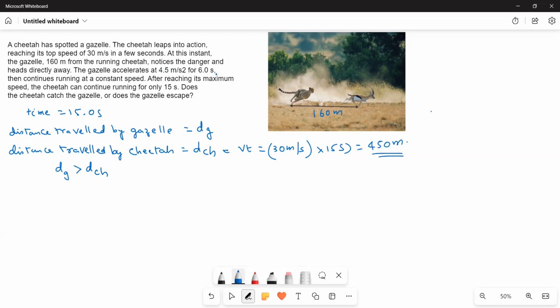Gazelle accelerates for 6 seconds. Acceleration is equal to 4.5 meters per second squared, and time is equal to 6 seconds. So of the 15 seconds, 6 seconds it is accelerating. Remaining time it will be traveling with a constant velocity. So how much time is it traveling with constant velocity? 15 minus 6 is equal to 9 seconds. Gazelle travels with constant velocity.